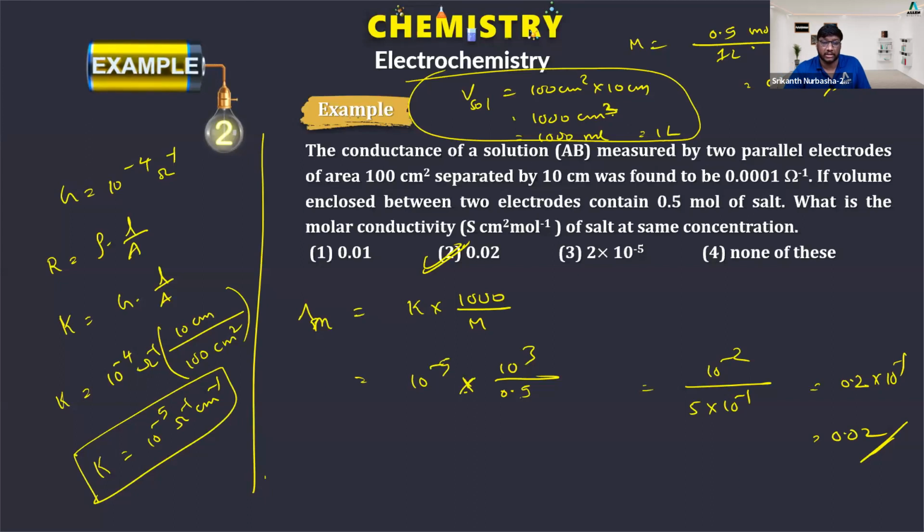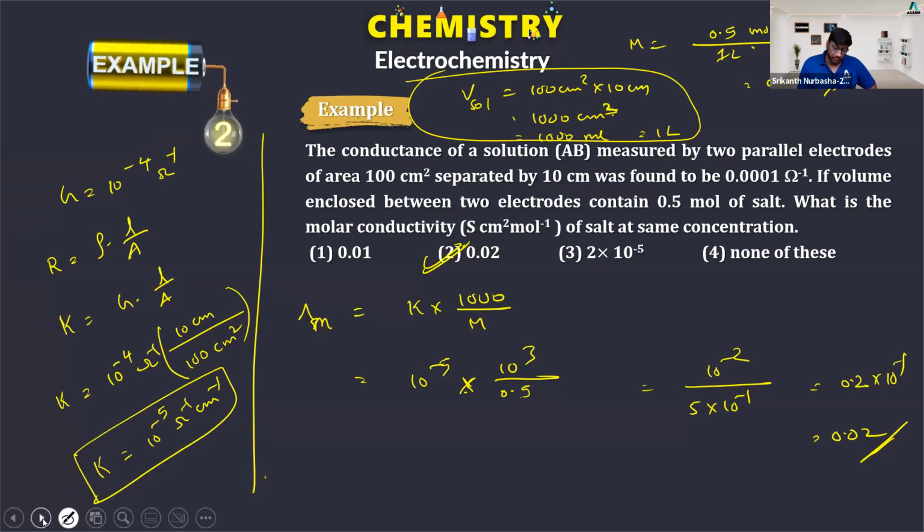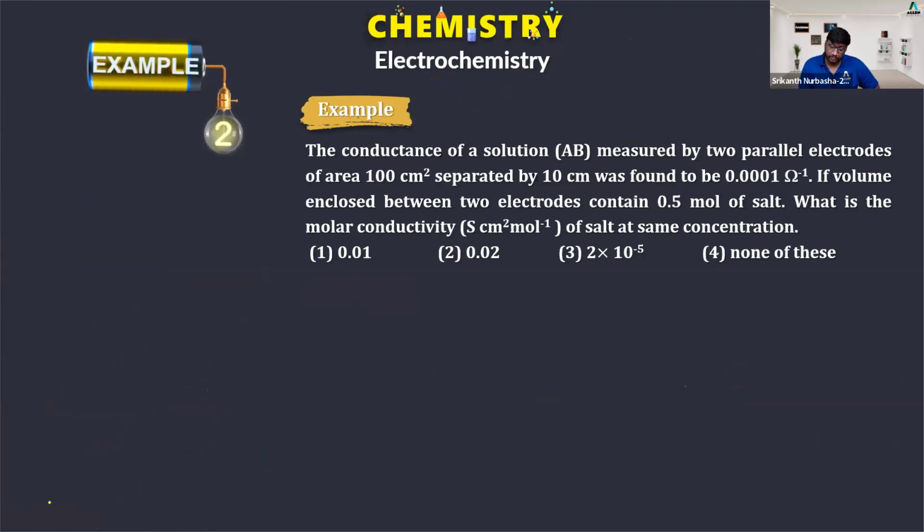Check out the calculation along with me. Don't just blindly copy. Check your answers as well. Got this or not, students? K into 1000 by molarity. Molarity I have calculated by calculating the volume, the number of moles is given. So ultimately we got the answer as 0.02. Next question.